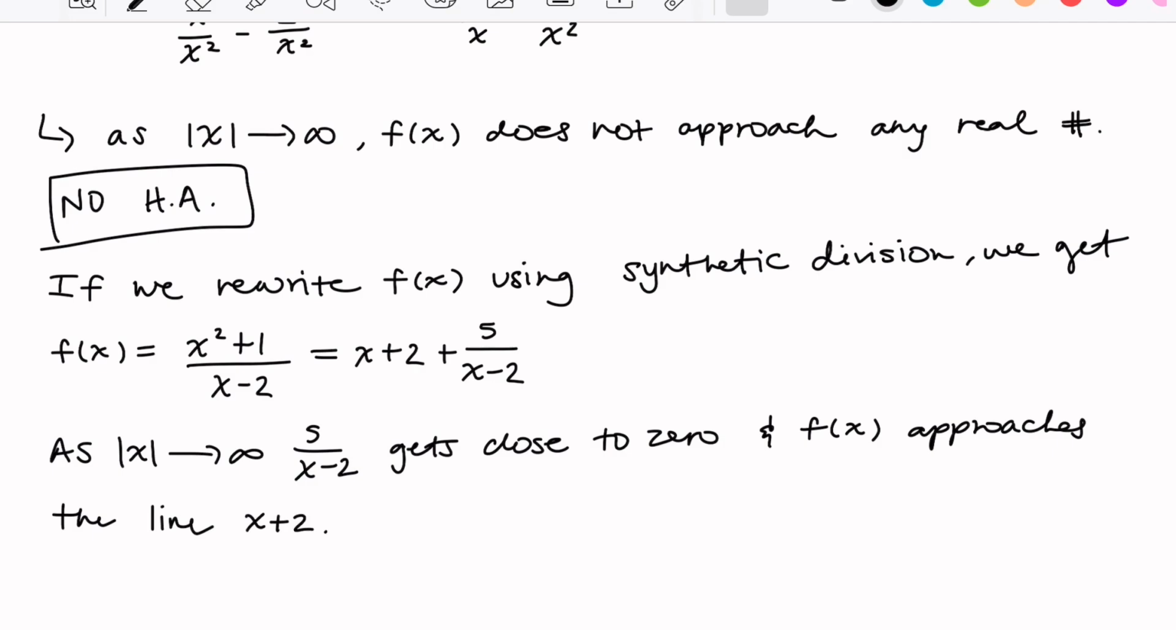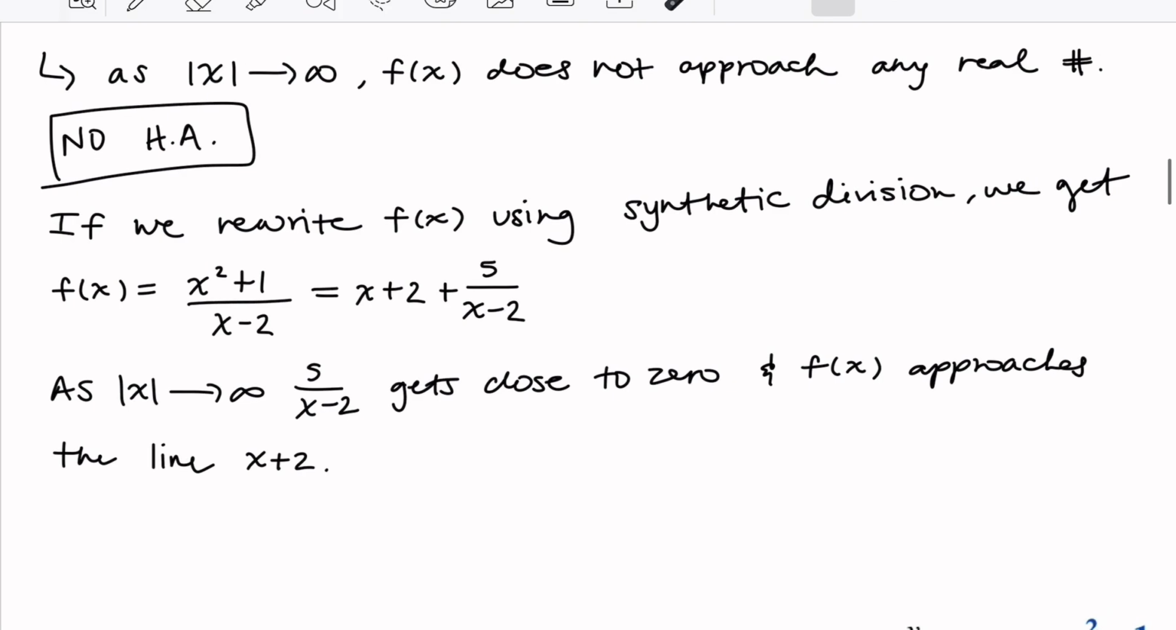All right, now notice this line here, x plus 2, is not horizontal or vertical. It's not a horizontal or vertical asymptote. It's actually called an oblique asymptote.